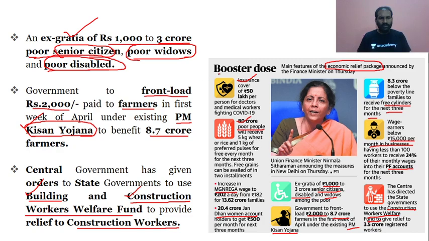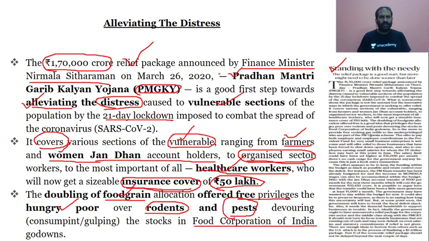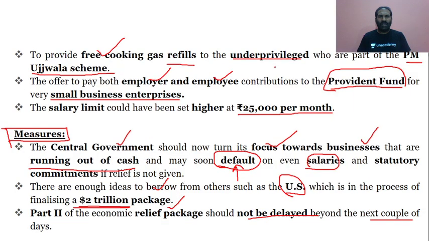So now, as we know, we have looked at how much money: 1,70,000 crore as a relief package under the Pradhan Mantri Garib Kalyan Yojana, targeting the vulnerable sections, farmers, women, healthcare workers, and providing food grains. Not only that, again the cooking gas refill under the Pradhan Mantri Ujjwala scheme, and contributing the provident fund, and making sure they also focus on the businesses. If possible they can go ahead with borrowing money from the US. I think it will not be necessary.